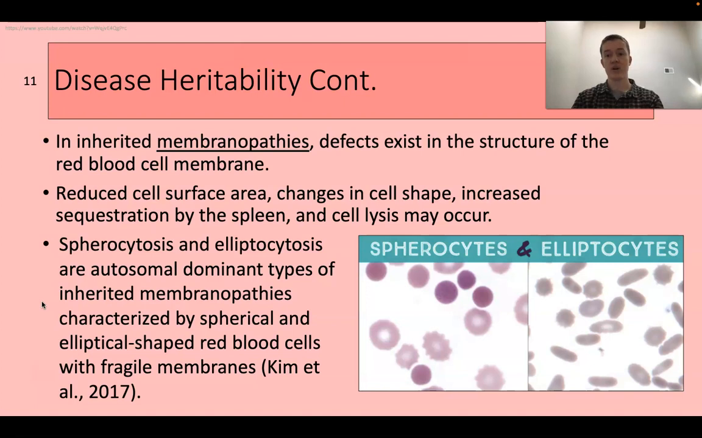from anemia as well. Spherocytosis, shown in the picture down at the bottom, is a type of inherited membranopathy that is characterized by spherical or circular red blood cells that have fragile cell membranes. Interestingly, this disorder is autosomal dominant, and elliptocytosis, shown in the bottom picture as well, is a second type of inherited membranopathy that is characterized by elliptical or oval-shaped red blood cells, and this disorder is actually autosomal dominant as well.